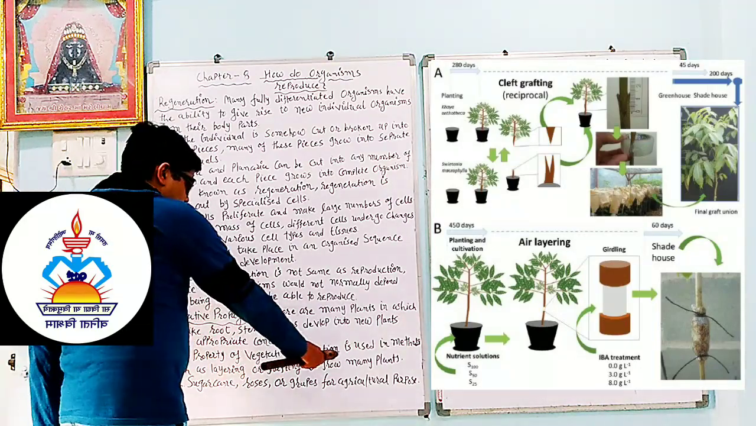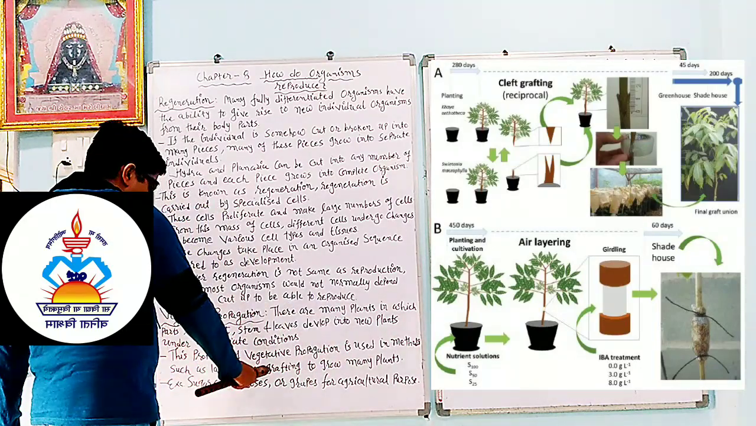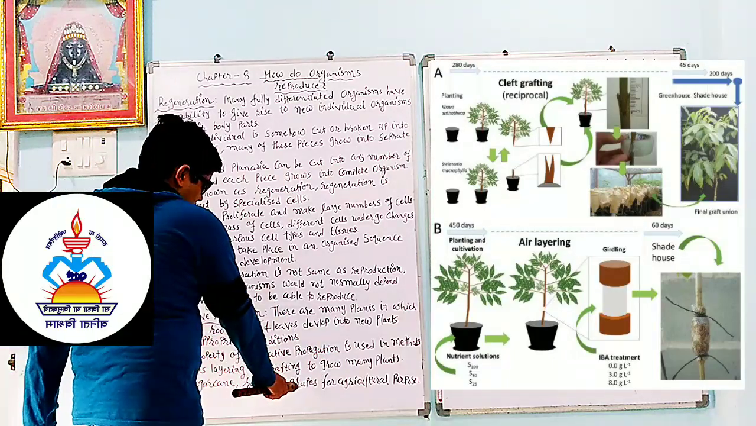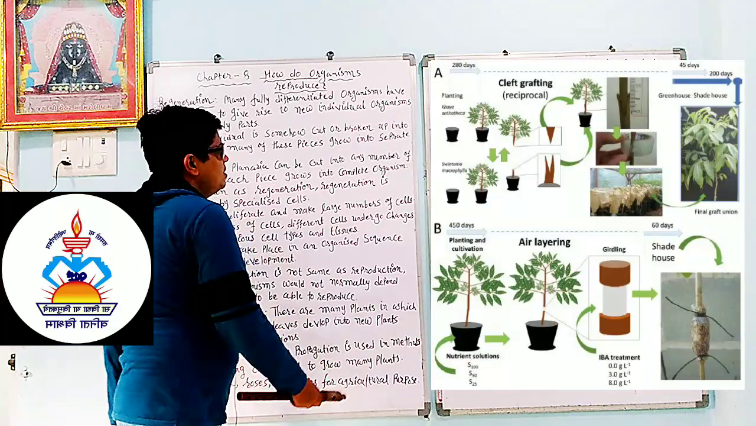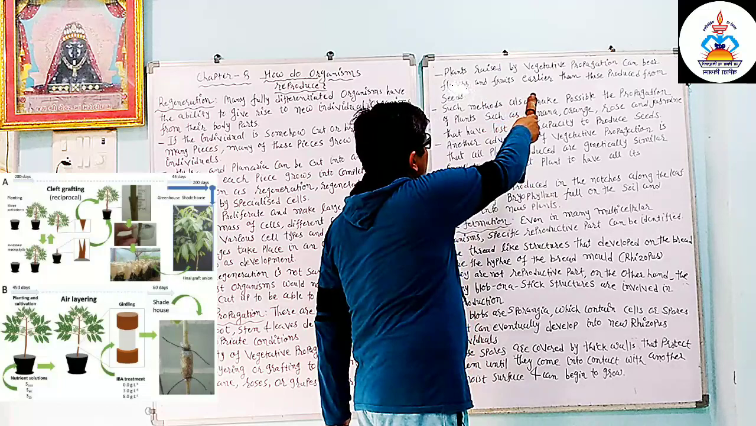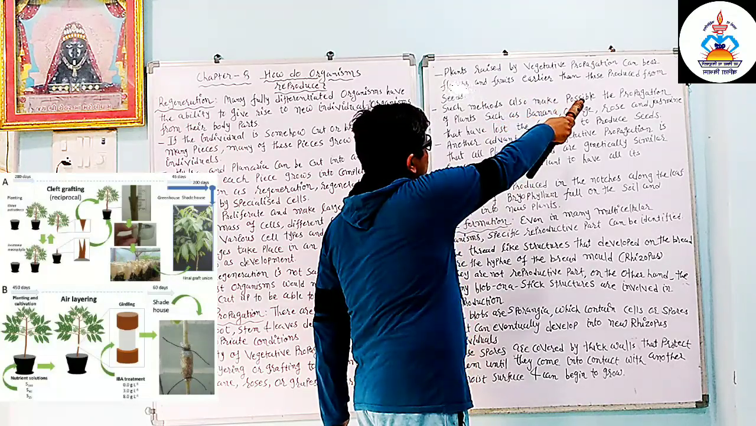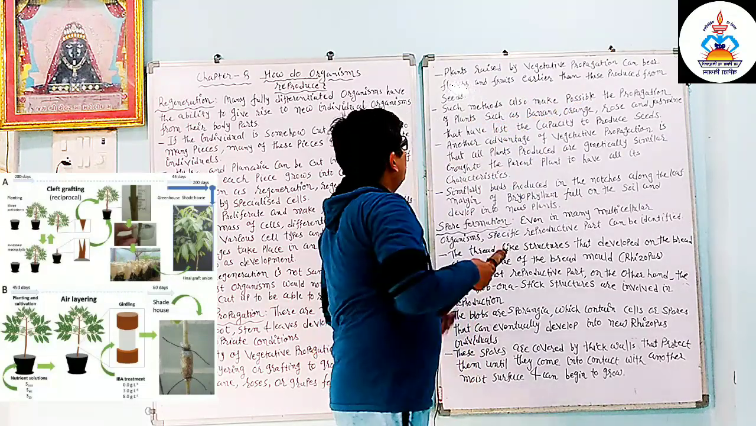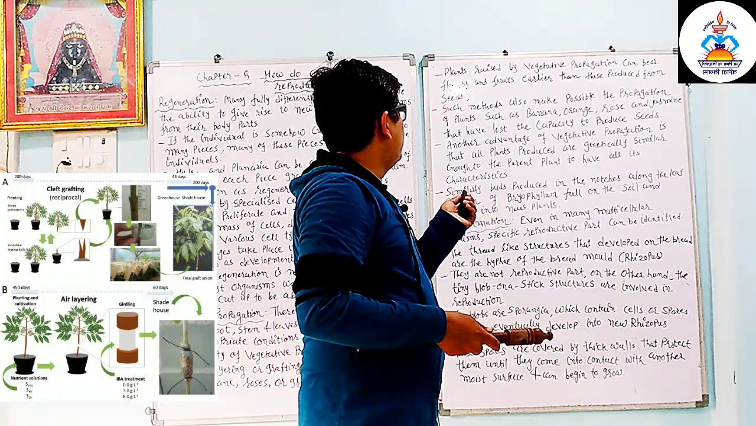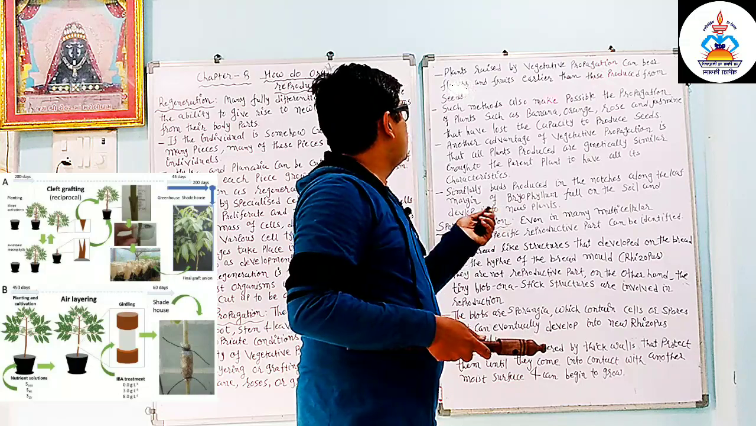This property of vegetative propagation is used in methods such as layering or grafting to grow many plants. Examples: sugarcane, roses, grapes, for agriculture purposes. Plants raised by vegetative propagation can bear flowers and fruit earlier than those produced from seed.